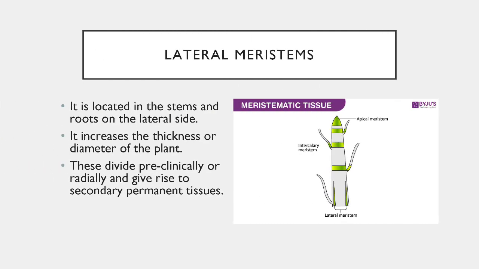And last, lateral meristems. It is located in the stems and roots on the lateral side, which increases the thickness or diameter of the plant. These divide periclinally or radially and give rise to secondary permanent tissues.